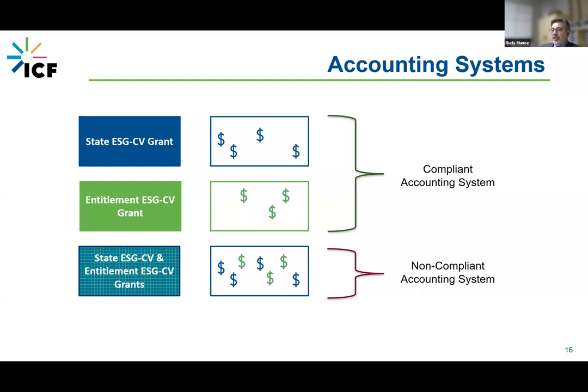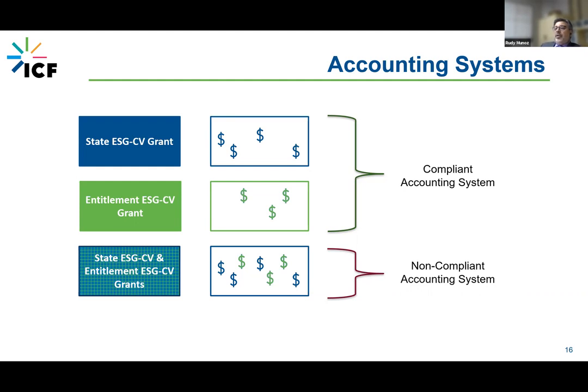So on the prior slide, I indicated that HCD and its grantees and subrecipients are all required to maintain separate accounts for each federal award by unique identifiers, right? So on this slide, we're providing you with examples of what a compliant and a non-compliant accounting system would look like if it received ESGCV funds from not only HCD, but from another entitlement grantee.